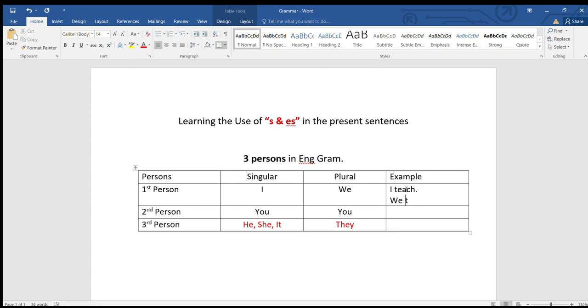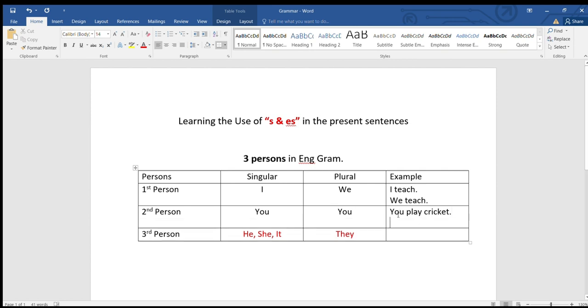Plural. We teach. Correct. I teach. One person is saying, we teach. All of us are talking about a profession that we teach. Okay. You play. Okay. Or you play cricket. You play cricket. If you are talking to one person, we'd say you play cricket.